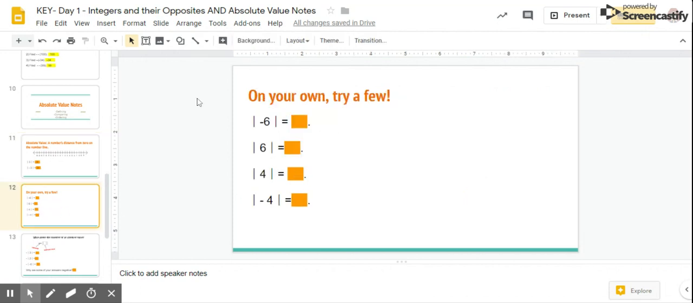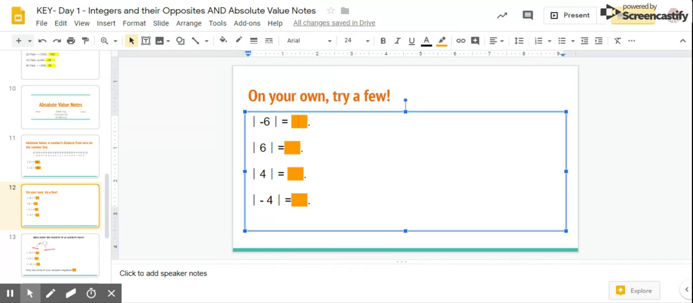So let's try these ones on your own and then come back and see if we got them right. The absolute value of negative 6 is positive 6. The absolute value of 6 is 6. The absolute value of 4 is 4. The absolute value of negative 4 is also 4. Okay, so remember it's going to become positive.